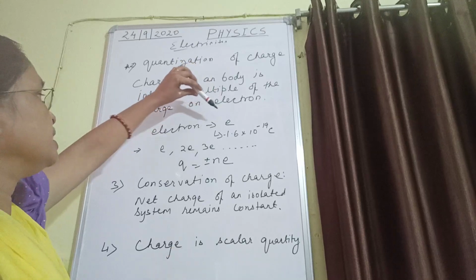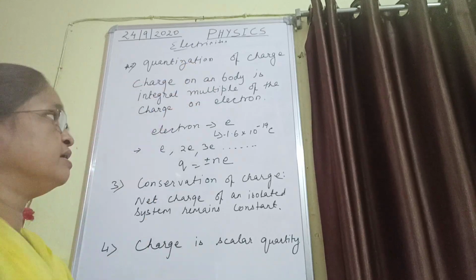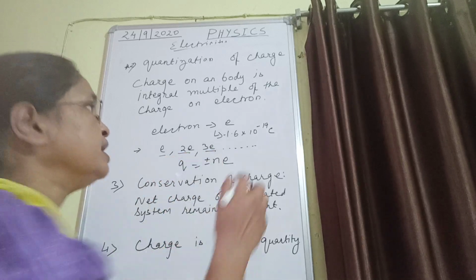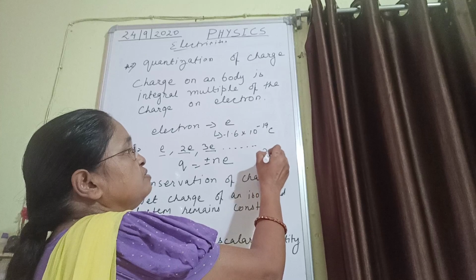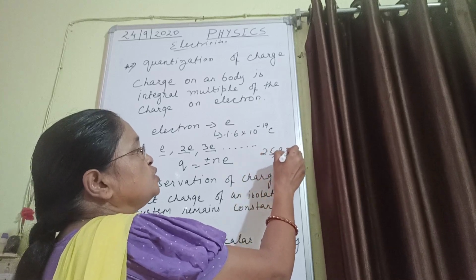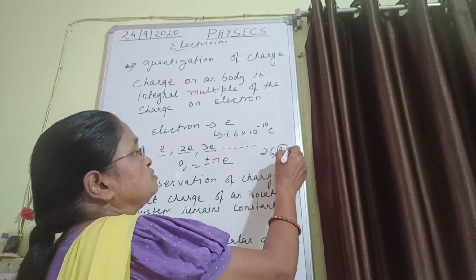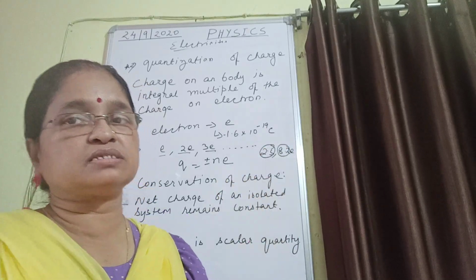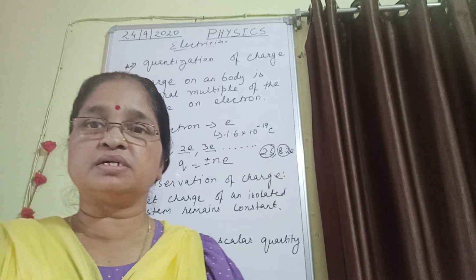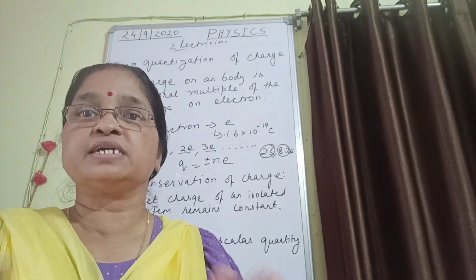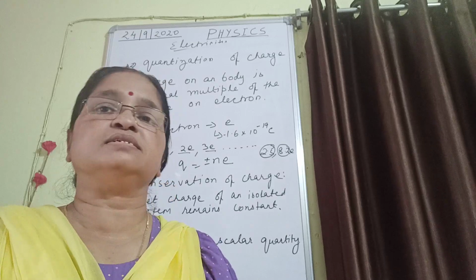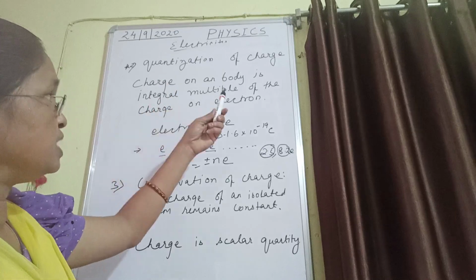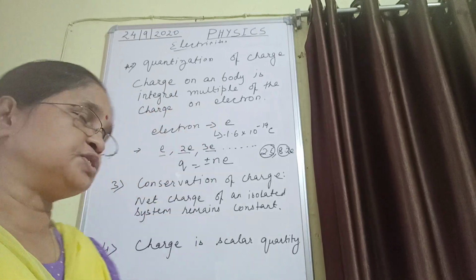For another body, the charge may be either e or 2e or 3e. It cannot be 2.5e or 8.2e. This is not possible because there is either an excess of charge or a deficiency of charge, but we are not dividing the charge. We are not breaking the charge. So it is quantized, that is, an integral multiple of the charge on an electron.